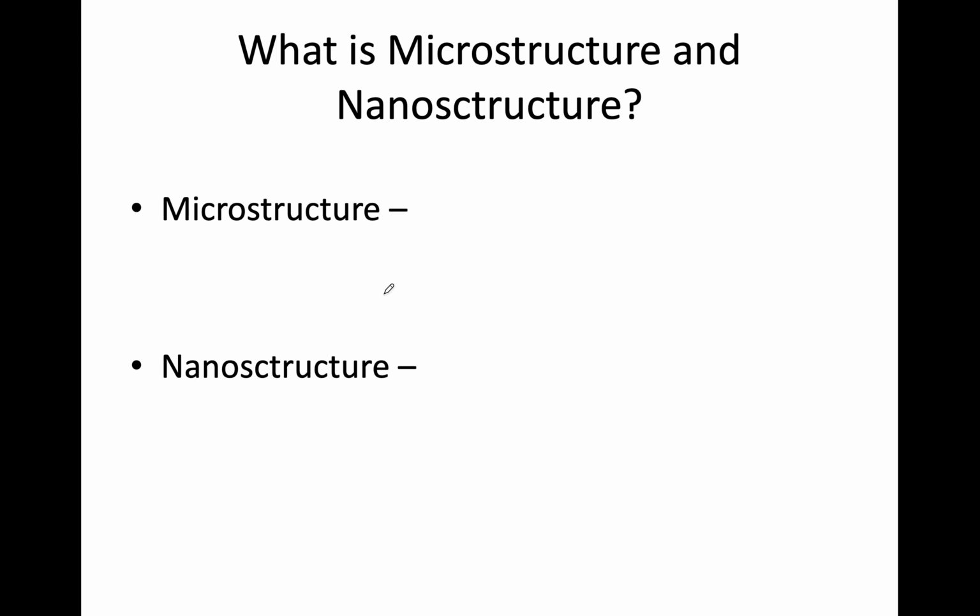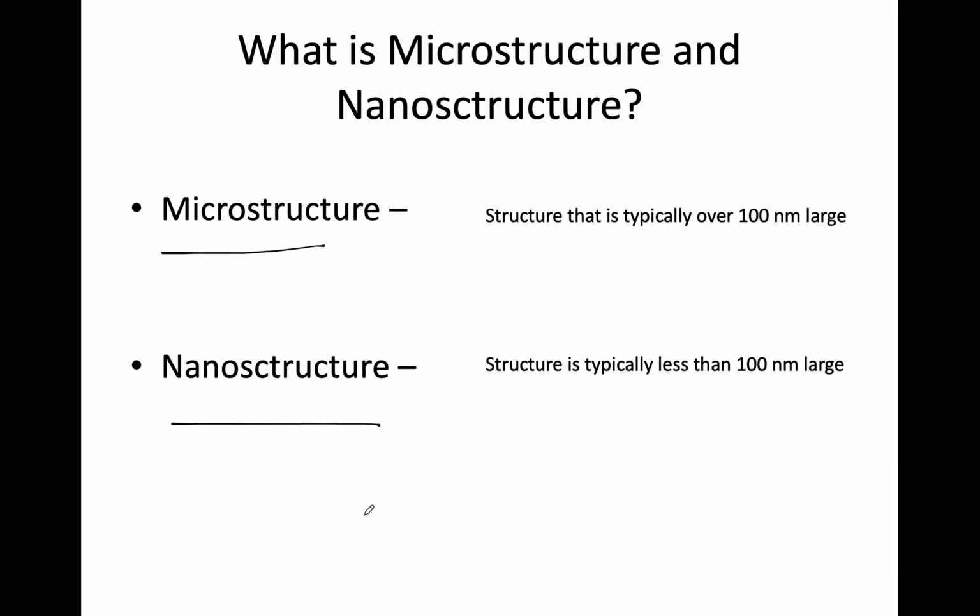Okay, so how do we know what our structure is? Well, there's two types of structure we're going to talk about: the microstructure and the nanostructure. This has to do with the ranges in which the size of the geometry of the structures lies. So for microstructure, we're typically looking at structures that are over 100 nanometers large. And for nanostructures, we're typically looking at structures that are under 100 nanometers.